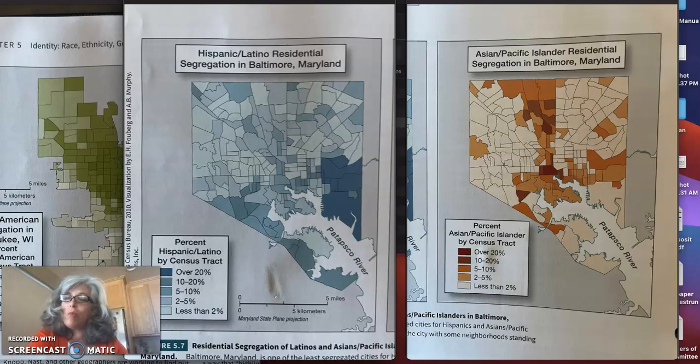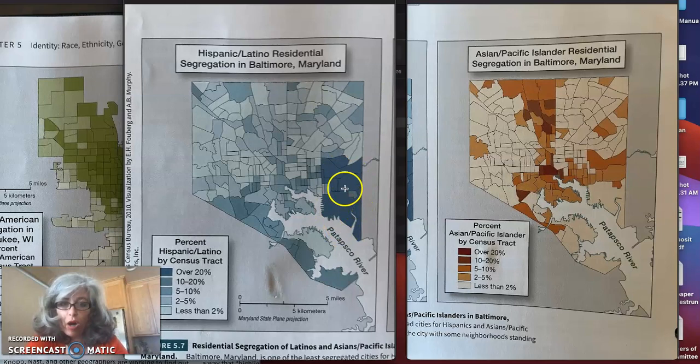Asian Pacific Islanders are more homogeneous in racial makeup and ethnic background. So, Baltimore has a long history of succession of these populations, and you can see in Baltimore there is a heavily populated, heavily Hispanic-identified area over here on the eastern part of the city. And you can see these other dark areas also have high percentages of Hispanics among the general population.